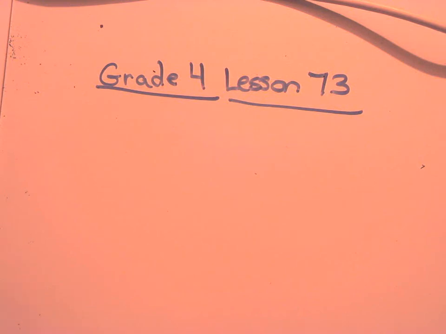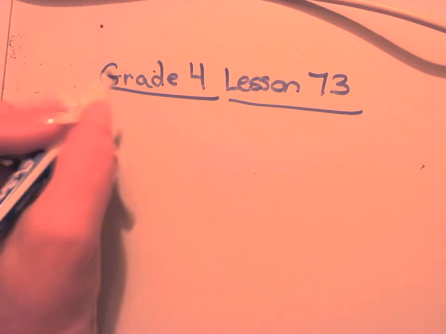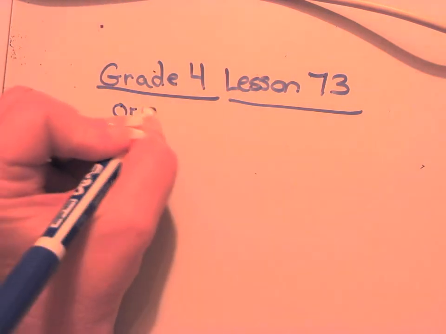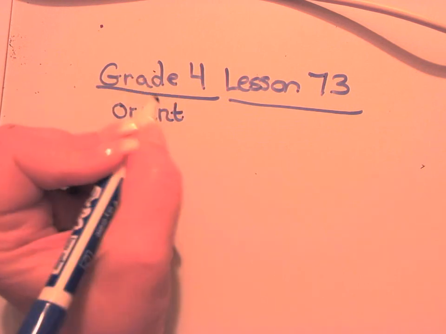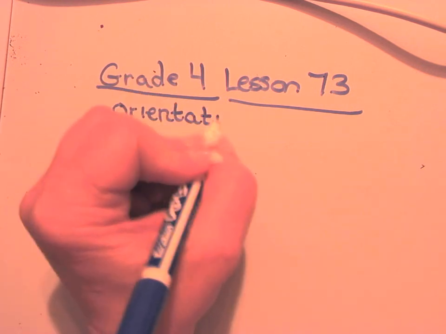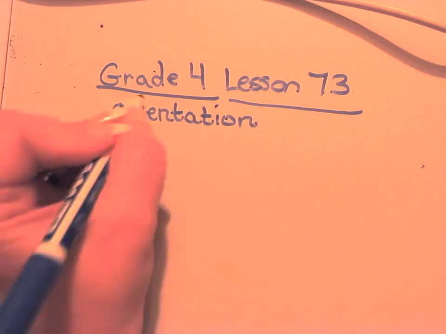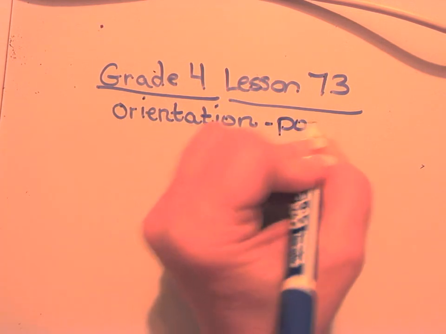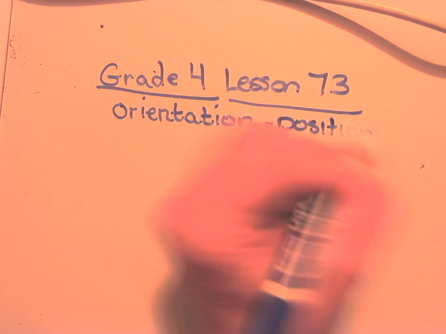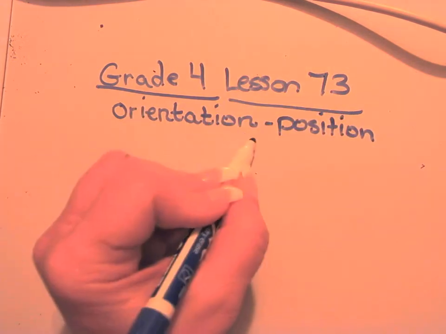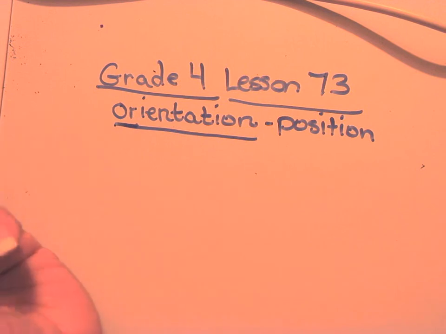Okay, this is 4th grade lesson 73, and this is all about transformations. What we're looking at is geometric transformations. There's a few vocabulary words we need to know as we start. One of them is orientation. When it comes to geometric transformations and figures, orientation means its position. So if it says it changed its orientation, it changed its position.